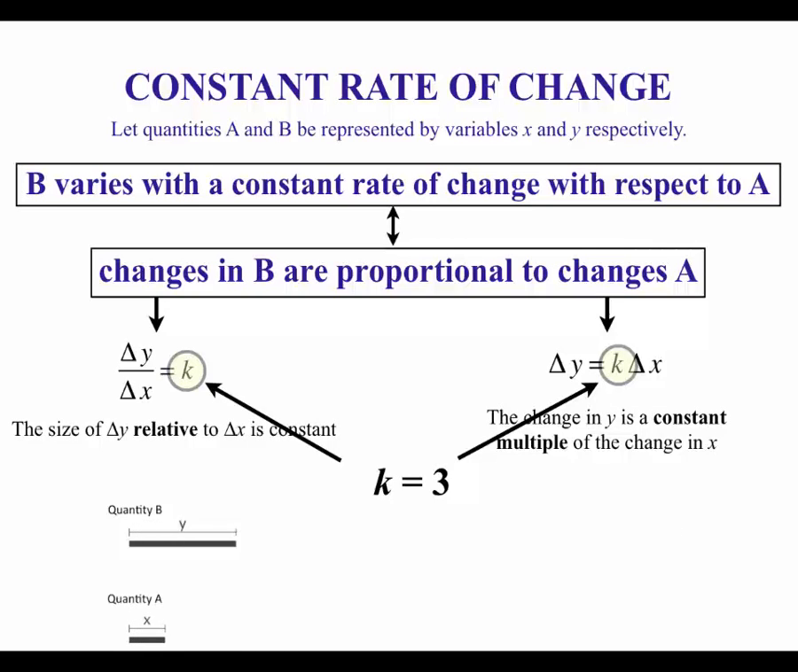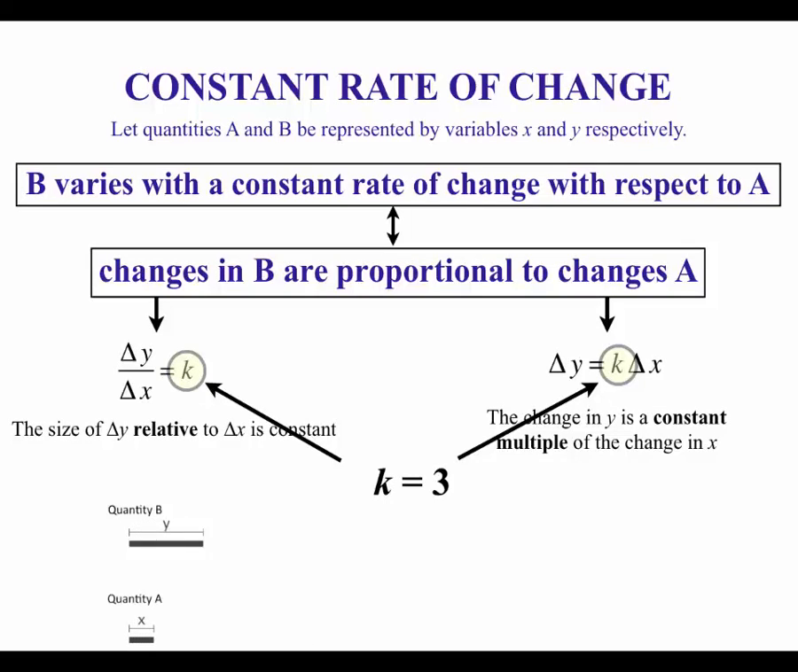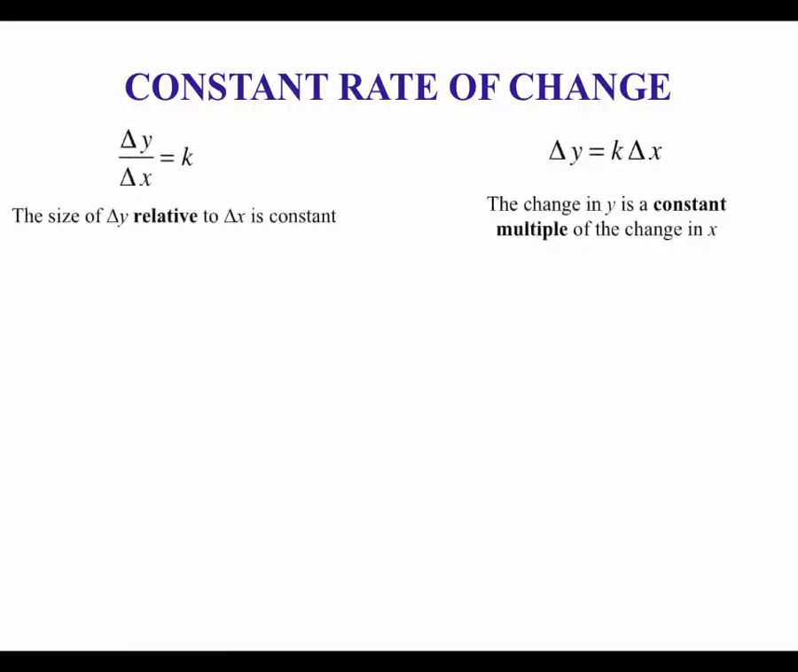So this is the proportionality of the changes. That's the essence of constant rate of change. And here's the mathematics of it: the ratio of the changes is a constant, and that constant, if multiplied by a change in x, would give you the corresponding change in y. That's the mathematics behind it. Okay, so let's keep that in the forefront.